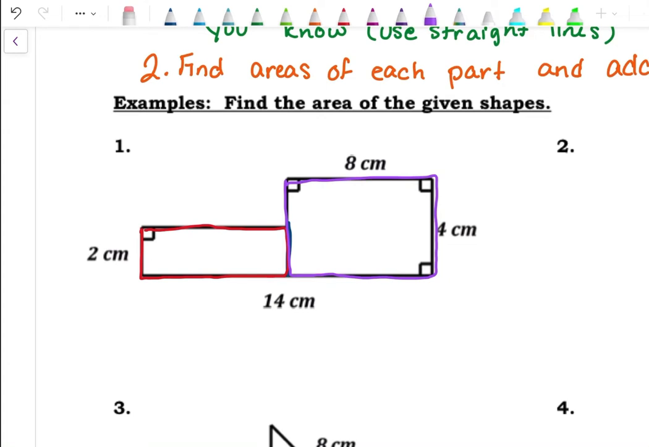I'm going to start with the purple rectangle. To find the area of the purple rectangle, that's going to be 8 times 4, which is 32. So the area of this rectangle is 32.